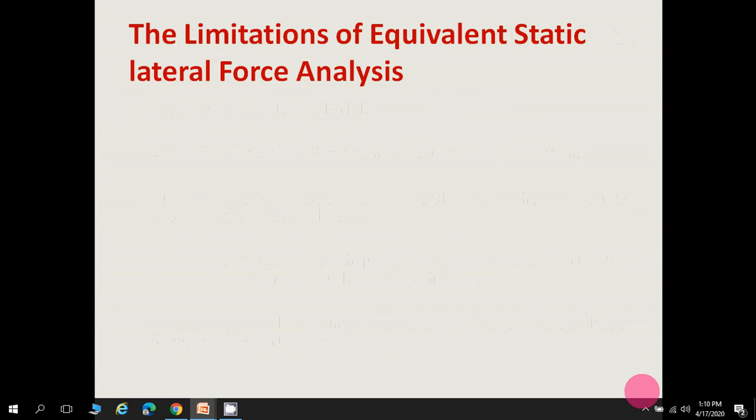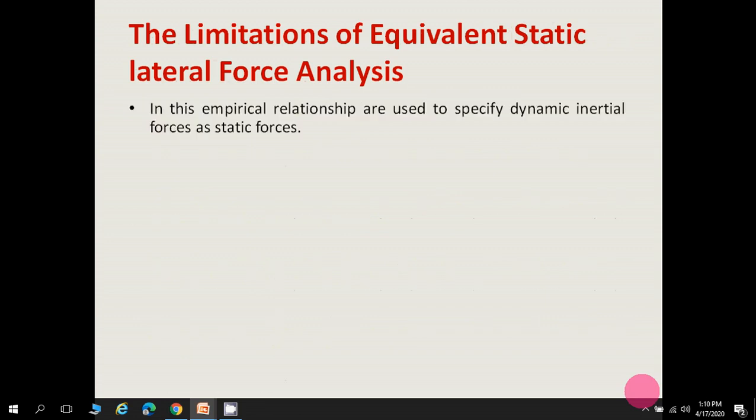What are the limitations of equivalent static lateral force analysis? So one is it uses empirical relationships to specify dynamic inertial force as a static force. It is considering that dynamic inertial force as static forces.